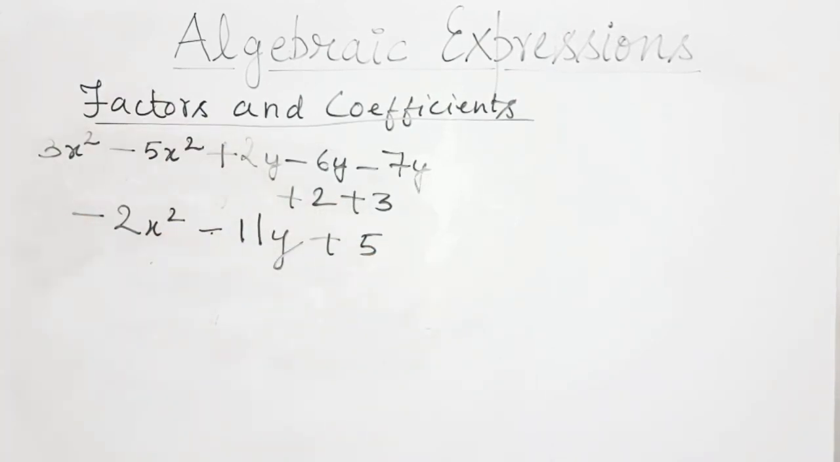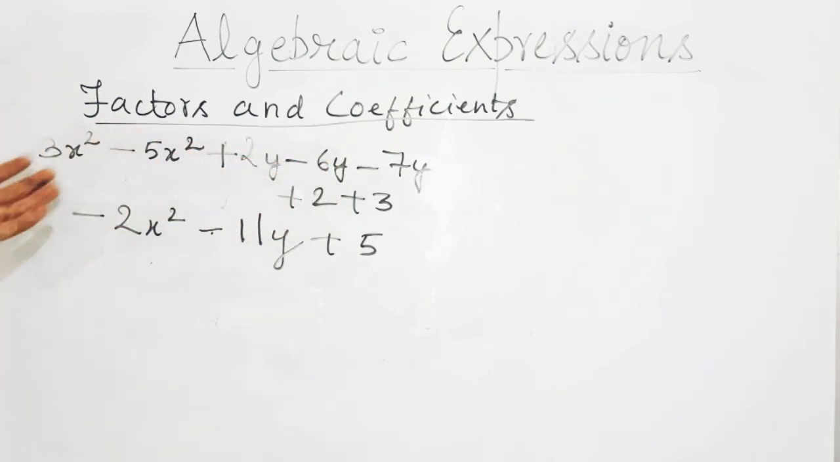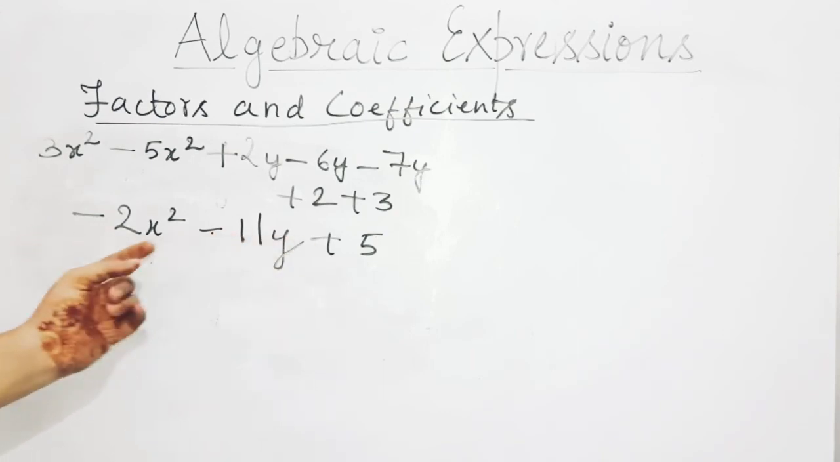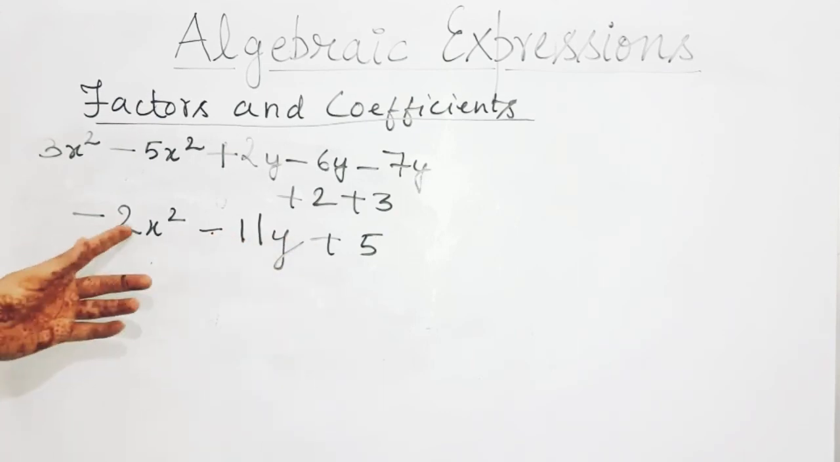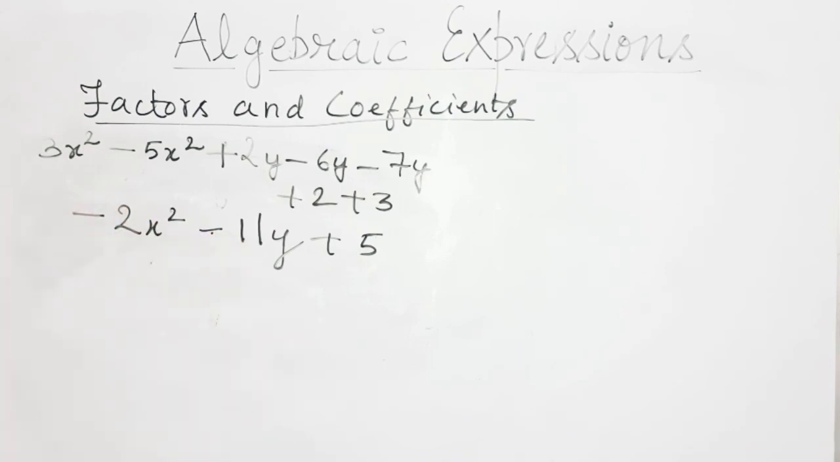So I have solved this algebraic expression. It was such a long expression, but once we solve it, we have found an algebraic expression containing how many terms? 3 terms. So an algebraic expression containing 3 terms is called a, you have to answer in the comment section, trinomial. Very good, students. So I hope you must have understood about the algebraic expressions, the factors, the coefficients, like terms and unlike terms.